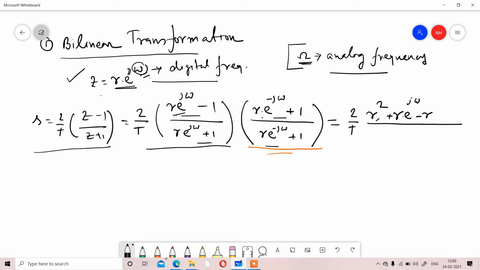In that way, if we multiply, we get minus 1. And on the denominator side, we get r square plus r e^(jω) plus r e^(-jω) plus 1. So from here, you can check that r square and that 1.